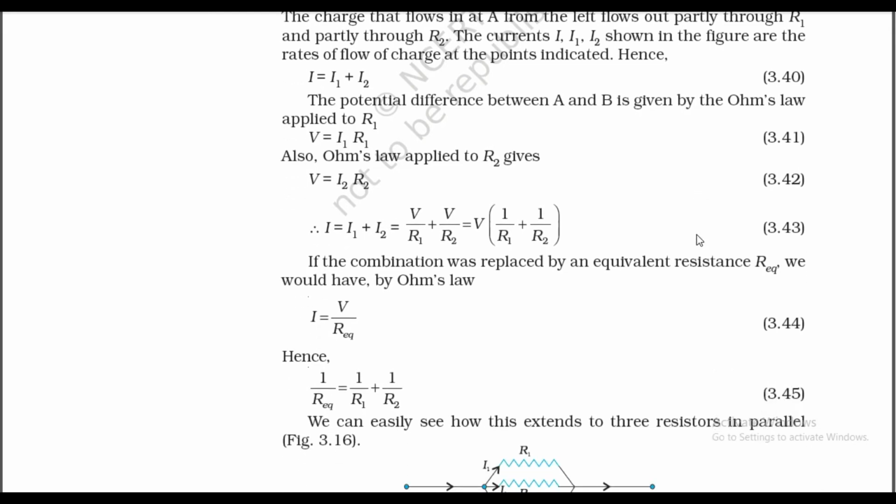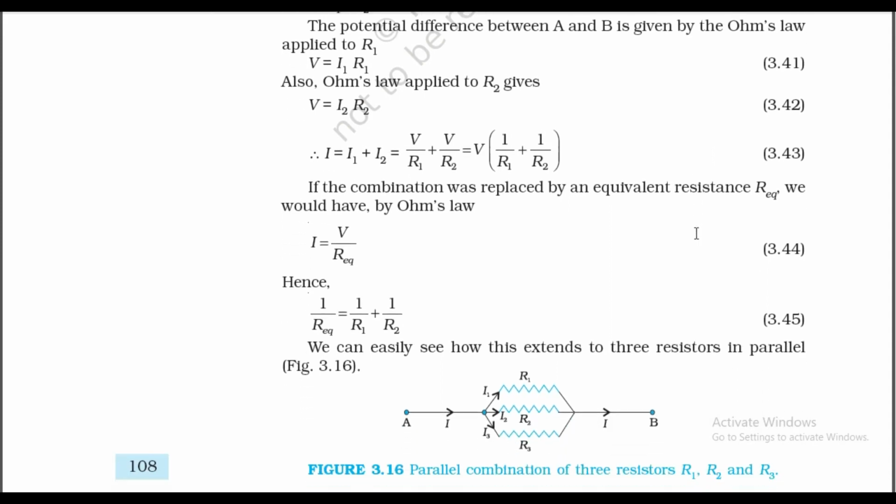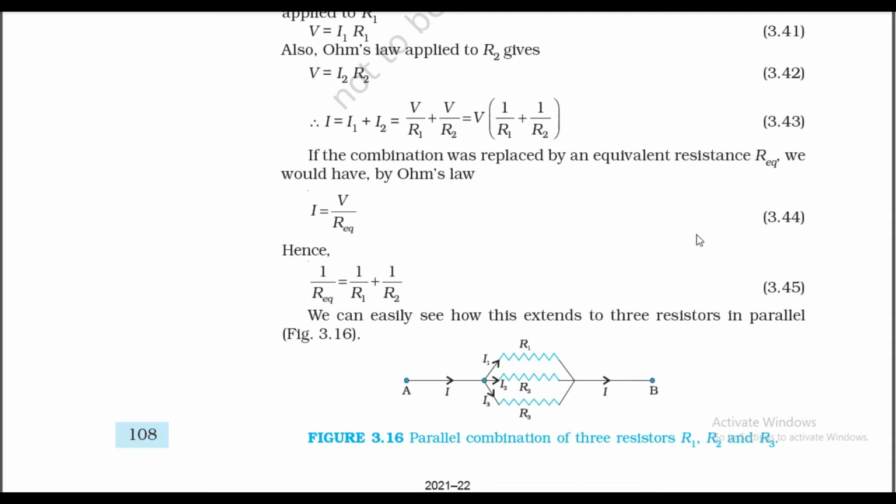The potential difference between A and B is given by Ohm's law applied to R1: V is equal to I1 R1. Also, Ohm's law applied to R2 gives V is equal to I2 R2. Therefore, I is equal to I1 plus I2, which is equal to V by R1 plus V by R2, which is equal to V times (1 by R1 plus 1 by R2). If the combination was replaced by an equivalent resistance Req, we would have by Ohm's law I is equal to V divided by Req. Hence, 1 by Req is equal to 1 by R1 plus 1 by R2.